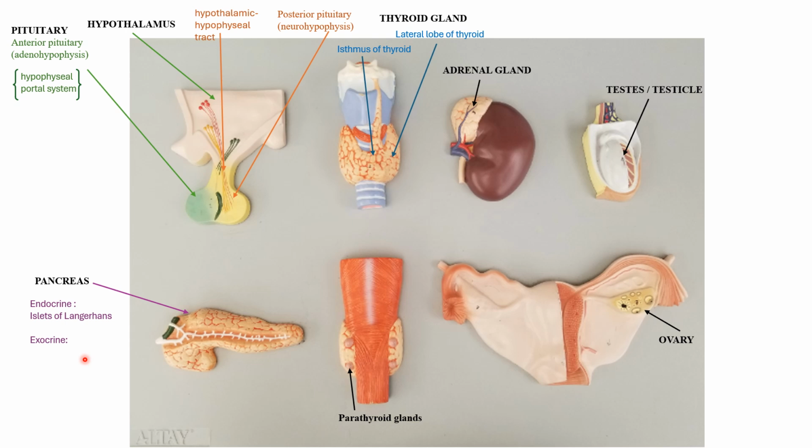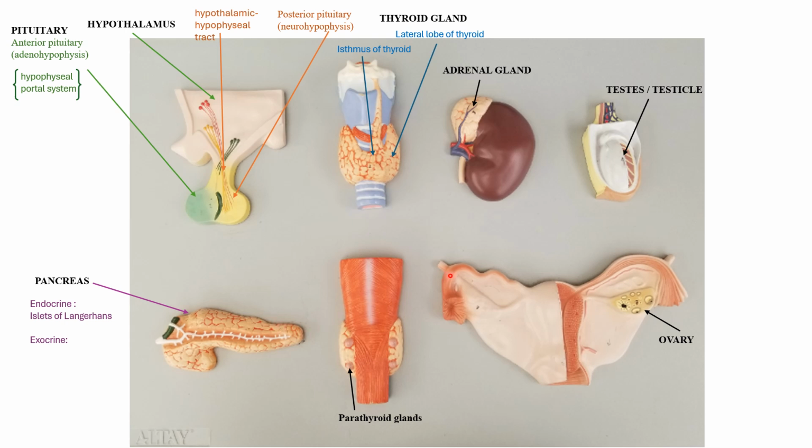Then pancreas also has an exocrine part. So this duct which you can see, this is the duct through which the exocrine secretions of the pancreas are secreted into the small intestines, into the duodenum part of the small intestines. So this is our pancreas.